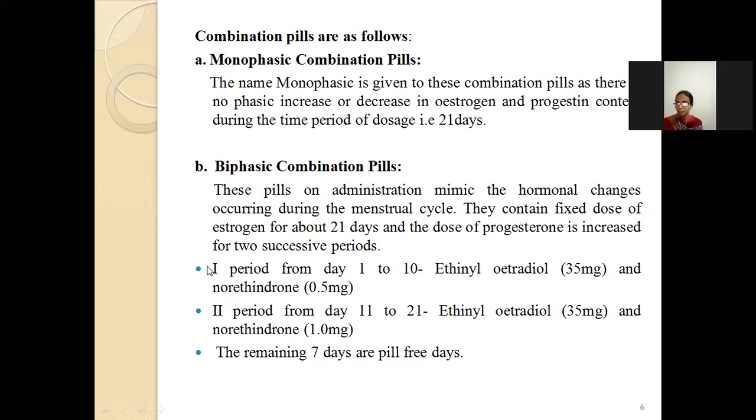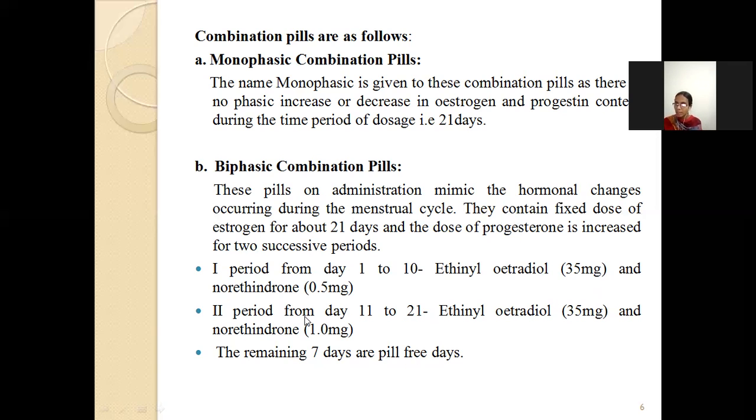So here the first period is from day 1 to day 10. Here ethinyl estradiol, how much we have to take, is 35 mg. So it is the estrogen drug, and the norethindrone should be taken 0.5 mg. It comes under the progesterone. So in the first period, we have to take this much amount.